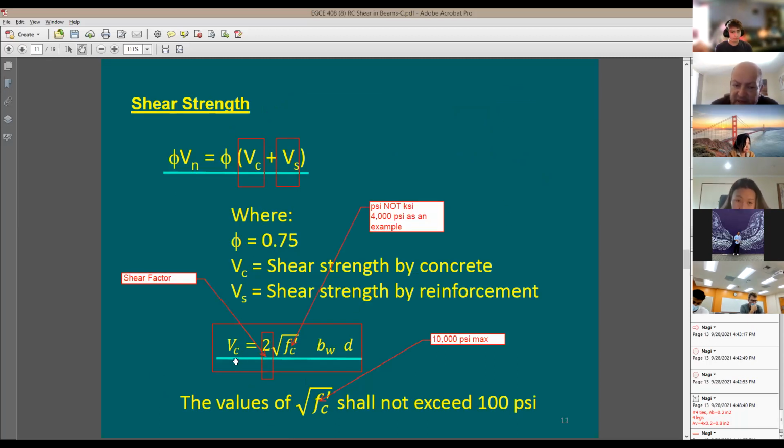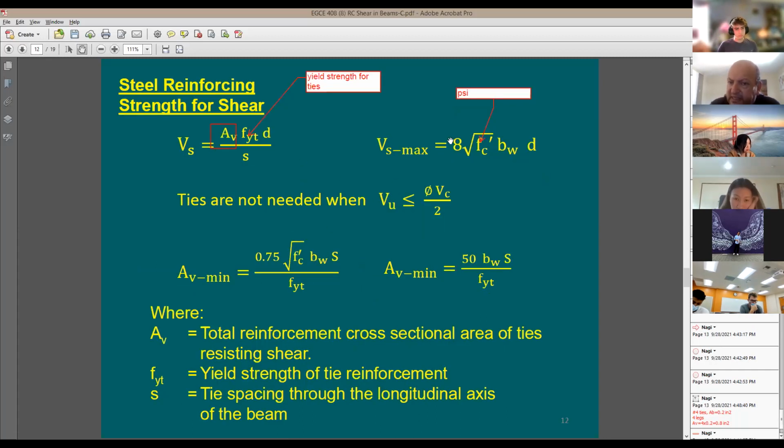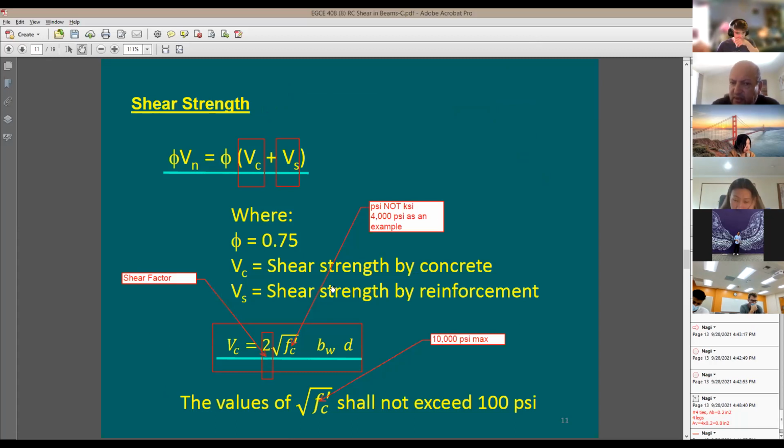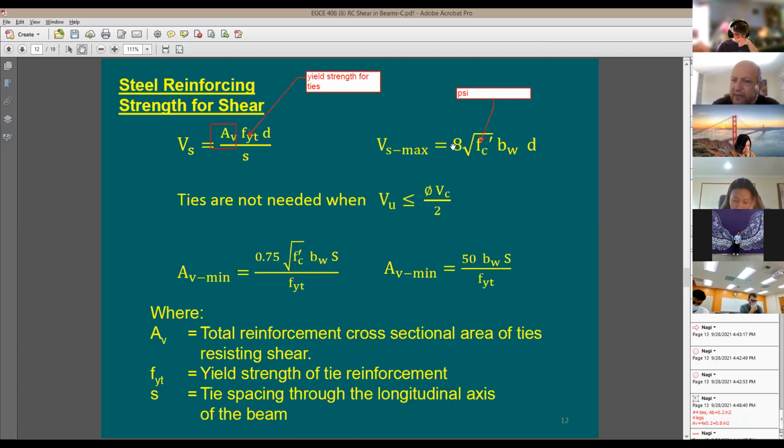The strength of concrete is equal to a shear factor of 2 times square root of F prime C times the width times the depth. And the maximum steel is going to be 4 times larger than this. Look at this. Here it is 2, and what is the max for steel? It's going to be 8. At the end of the day, you add the concrete strength to the steel strength, and that gives the shear. Meaning that your maximum for any given section is going to be equal to 10 square root of F prime C.